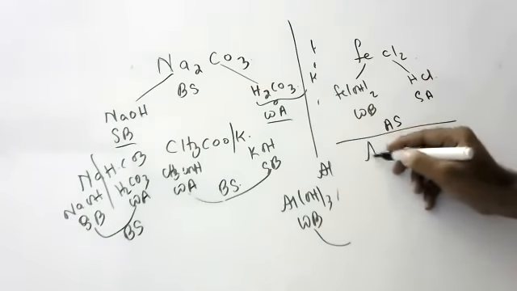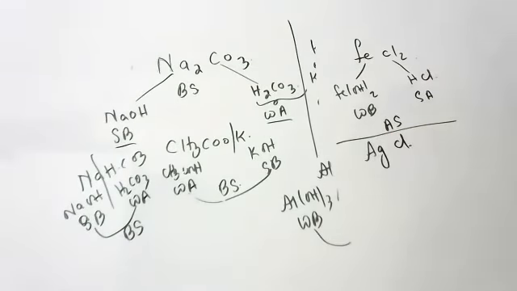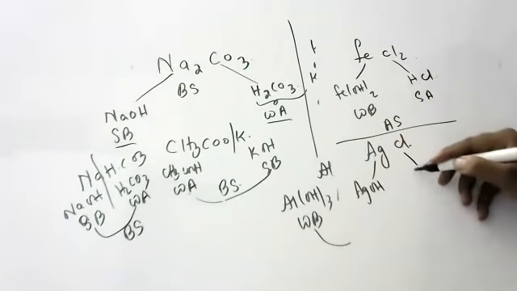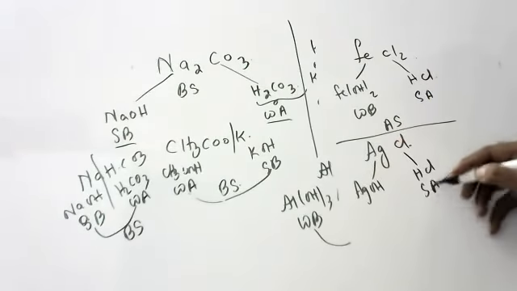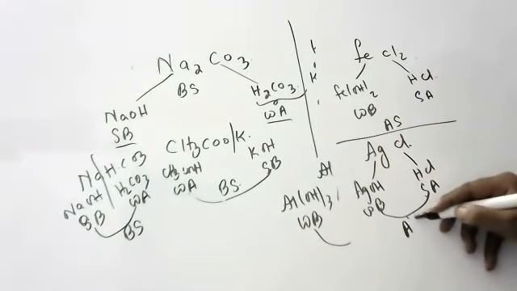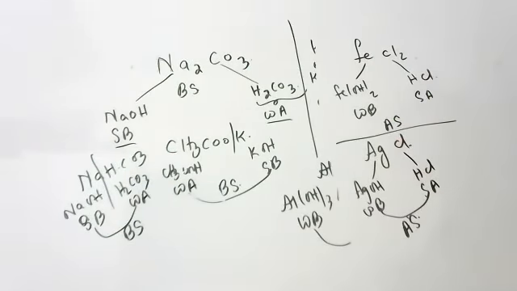Someone will say, sir, tell me silver chloride. Silver chloride. Children, this is coming from which base? Silver hydroxide. This is coming from which acid? HCl. This is a strong acid. This is a weak base. A salt formed from a strong acid and weak base is acidic. Like that, you should be in a position to identify.